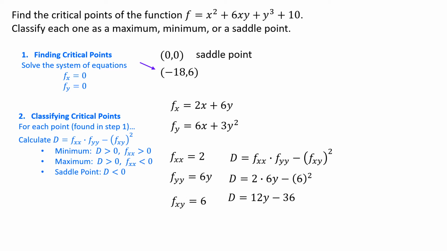In regard to the second point, I plugged in x equals -18 and y equals 6 into all the information below and realized that the discriminant was greater than 0 and the second derivative with respect to x is greater than 0, and therefore we have a minimum.